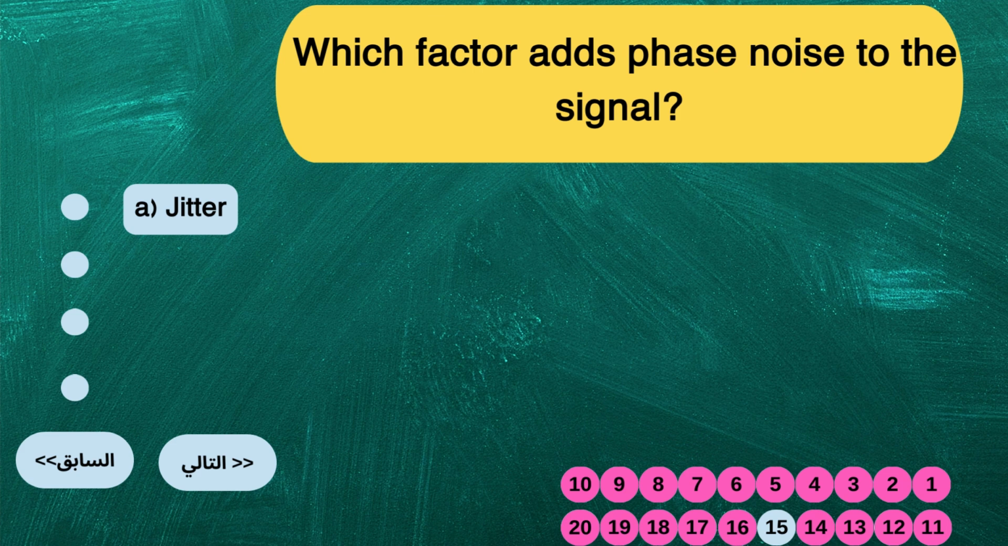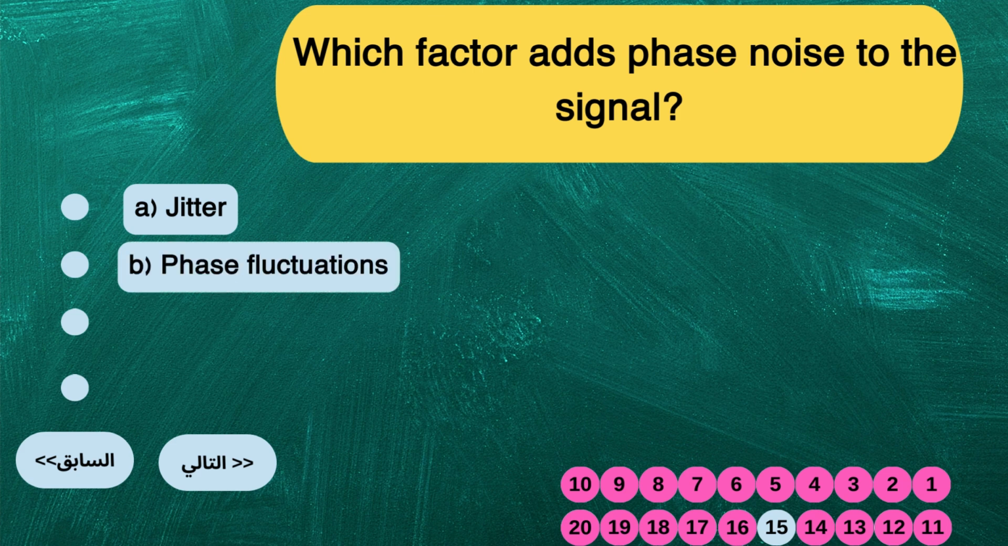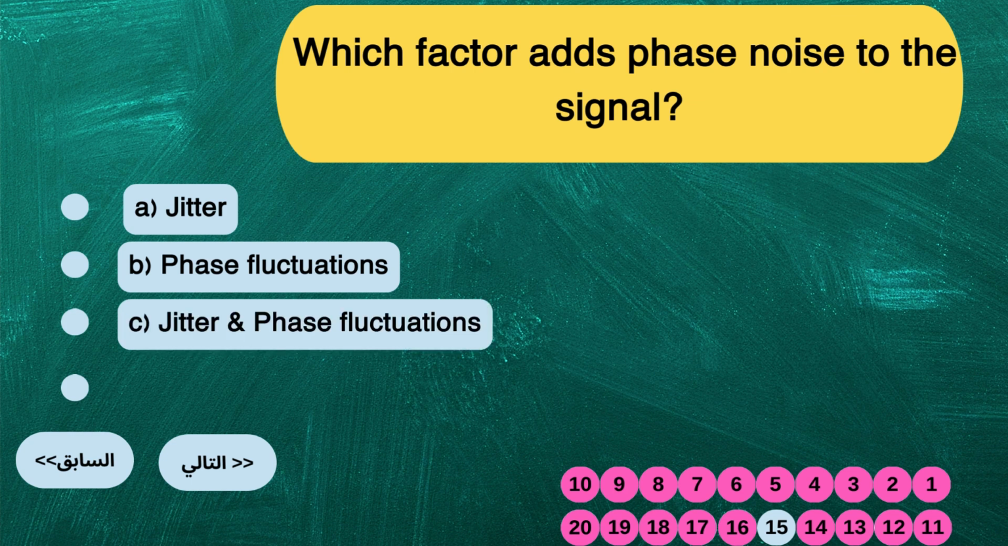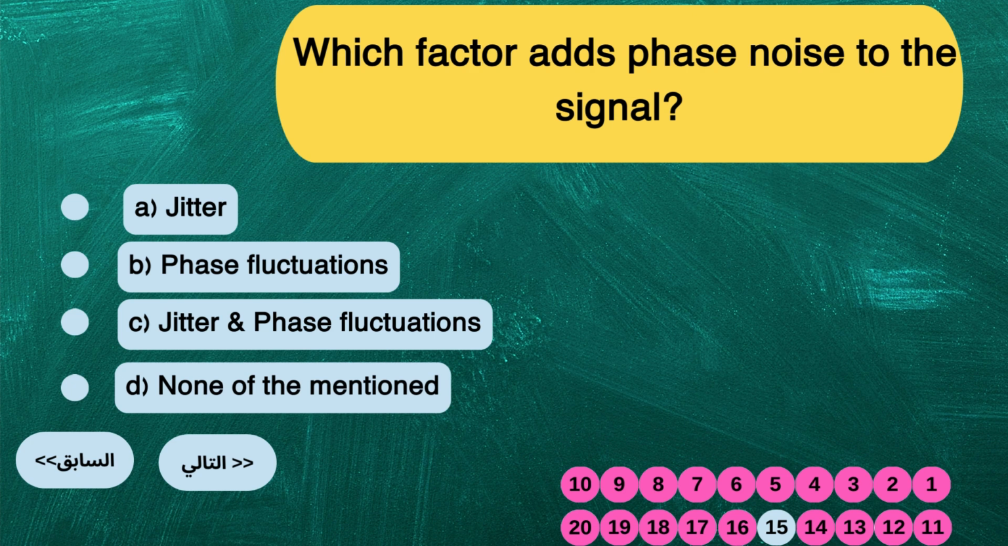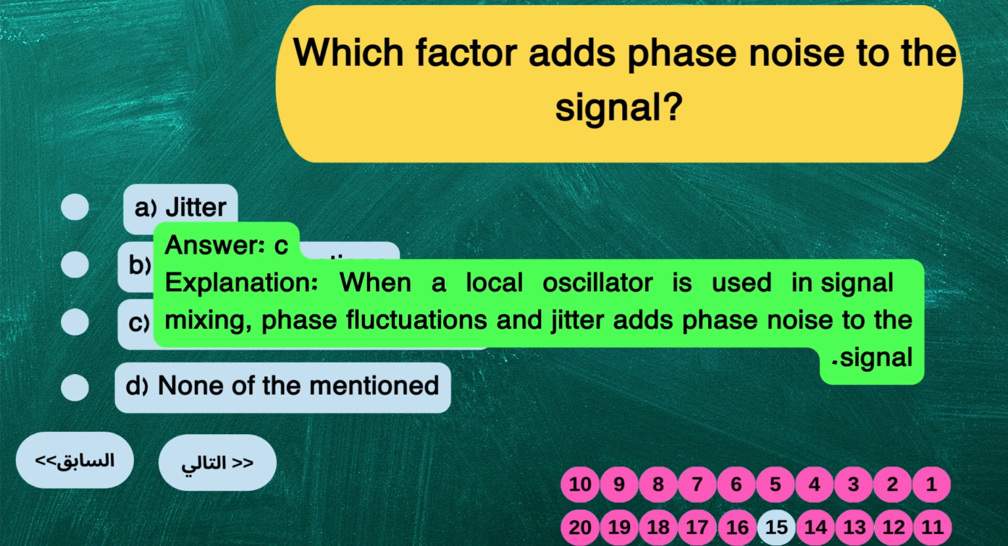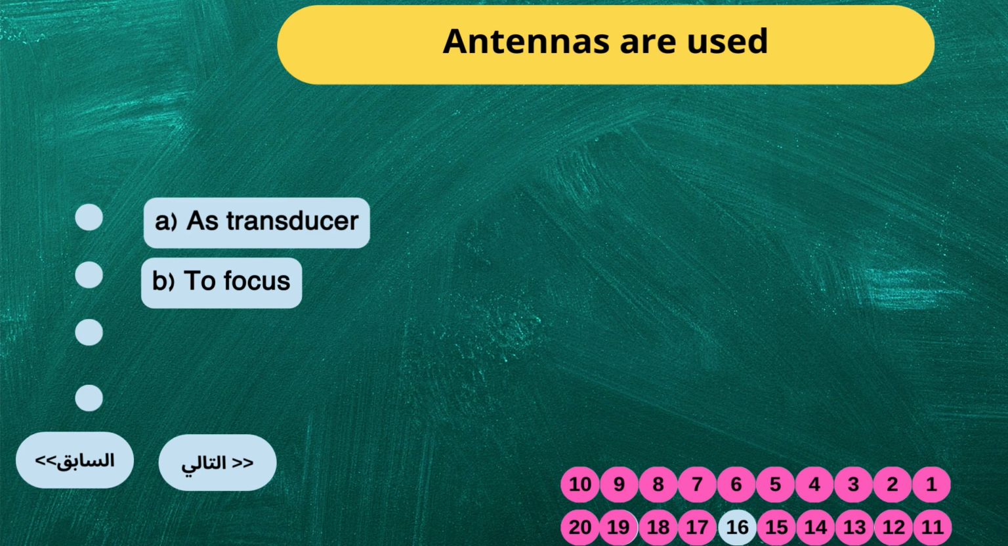Which factor adds phase noise to the signal? A. Jitter. B. Phase fluctuations. C. Jitter and phase fluctuations. D. None of the mentioned answer. Answer C. Explanation. When a local oscillator is used in signal mixing, phase fluctuations and jitter adds phase noise to the signal.